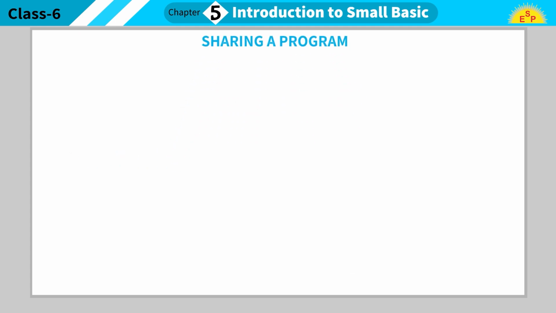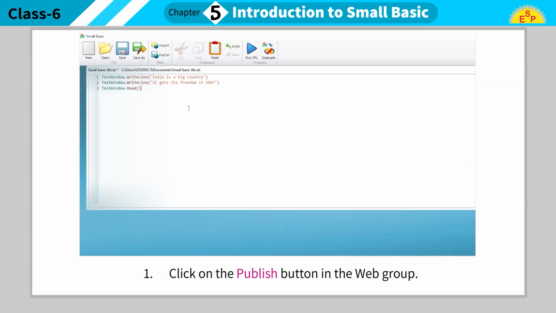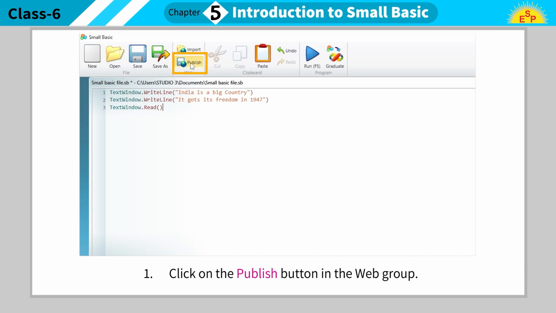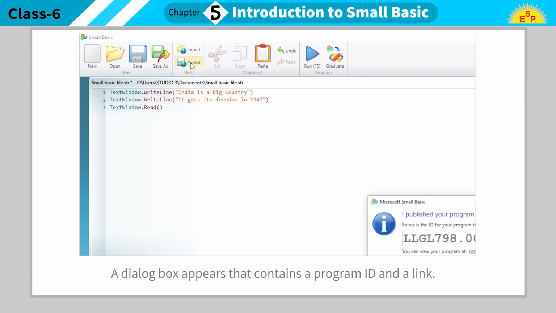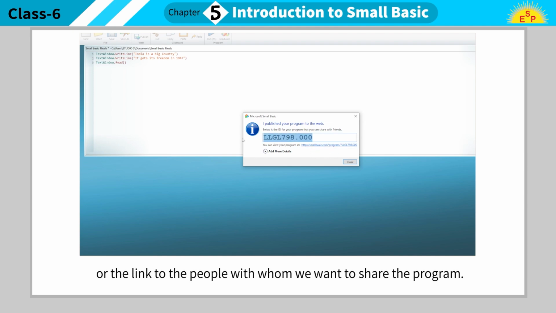Sharing a program. We can share the program with others so that they can view or run it on their systems. Follow the steps to share a program. Step 1. Click on the Publish button in the web group. A dialog box appears that contains a program ID and a link. Step 2. We can either provide the ID number or the link to the people with whom we want to share the program.